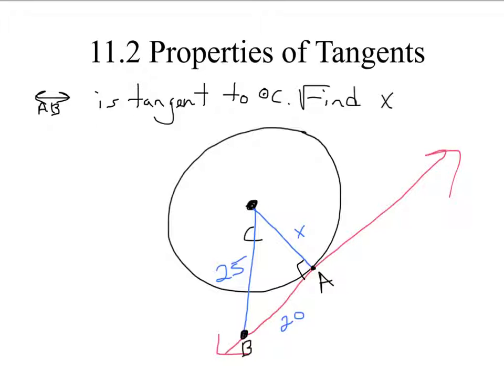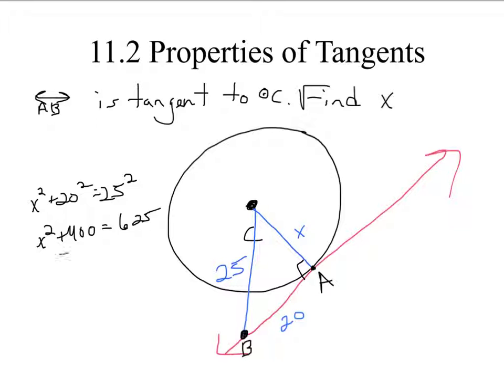We would do x squared plus 20 squared is equal to 25 squared. What am I doing? Pythagorean theorem! Pythagorean theorem! It comes back! Yeehaw! Woohoo! Excited, excited. So when I take this, I take 20 squared, I take 25 squared, I end up with x squared plus 400 is equal to 625.